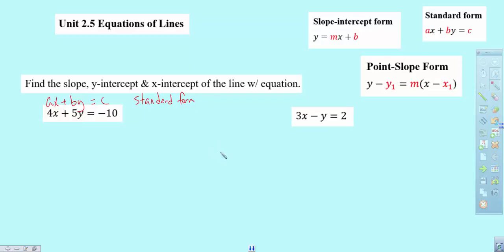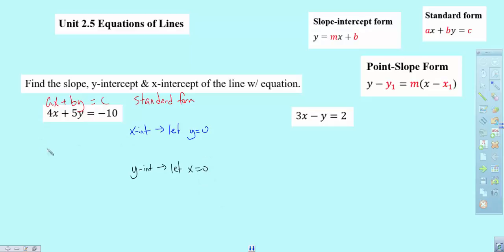A couple things from the standard form that make our life really convenient is that we can find x and y intercepts really quickly. So if we wanted to graph this with x and y intercepts, remember that our x-intercept is found when we let y be equal to 0, and our y-intercept can be found when we let x be equal to 0. So let's take a look at that real quick.